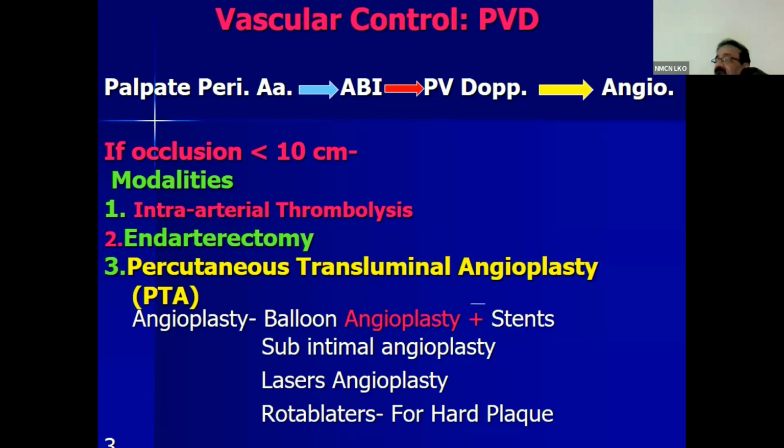And on angiography, if you find less than 10 centimeter of blockage there, then different modalities which can be used to open up the arteries are intra-arterial thrombolysis, endarterectomy, or percutaneous transluminal angioplasty, which may be in the form of balloon angioplasty plus stent, which is most common. Then subintimal angioplasty, laser angioplasty, and rotablator for hard plaques can be done.